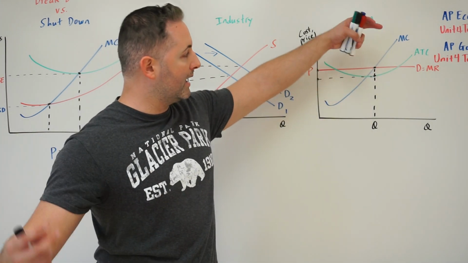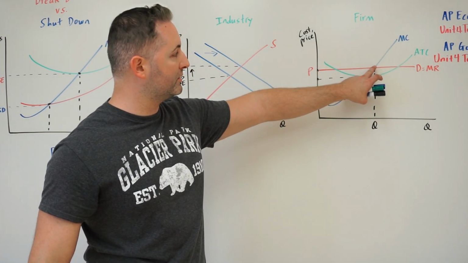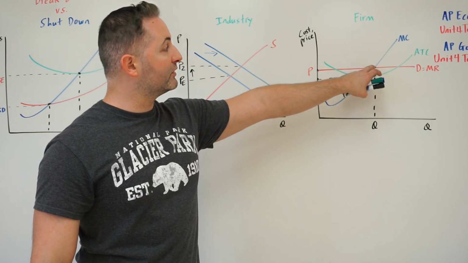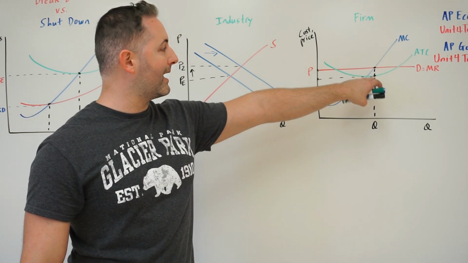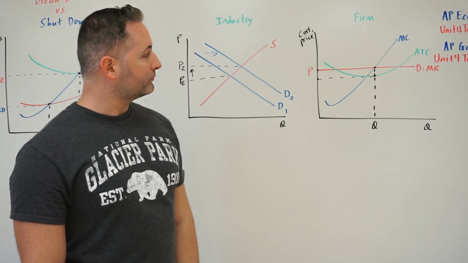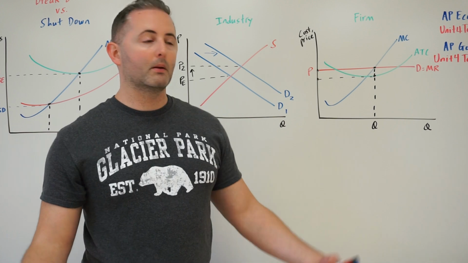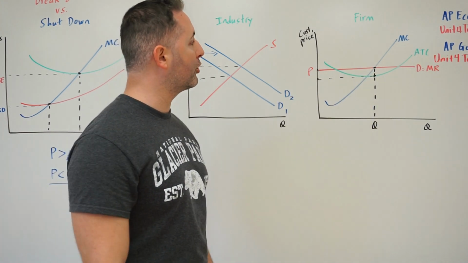So they're producing, again, the quantity where MC equals MR, which is right there. The area is the difference between the marginal revenue and the ATC, I'm sorry, that's going to be our area of profits, and then the entire quantity.